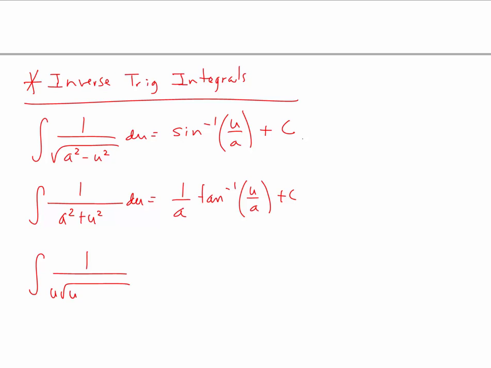Now this next one, u squared minus a squared du, this is going to fit inverse secant.